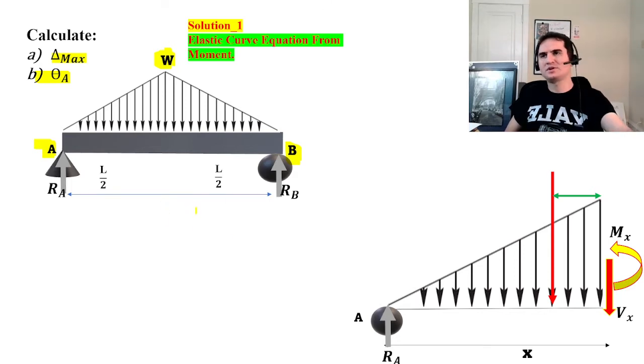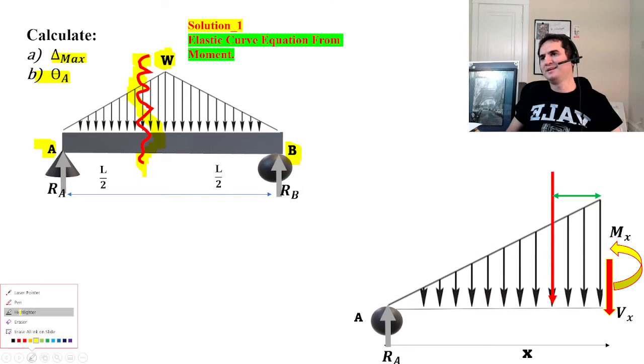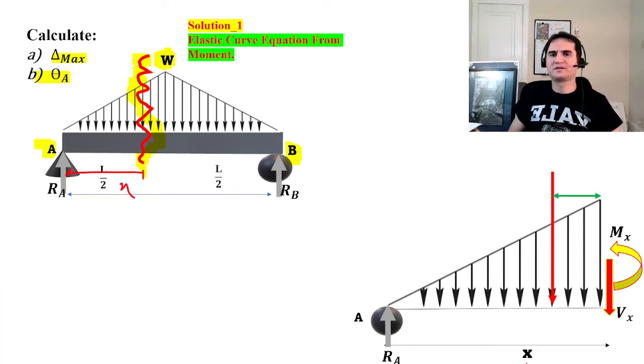For solving this problem, we cut the half of the beam and go for a length of x. That's the length of x, and we simply develop the elastic curve equation from the moment. So we want to find the moment and get the elastic equation and deflection of the beam based on the moment equation.